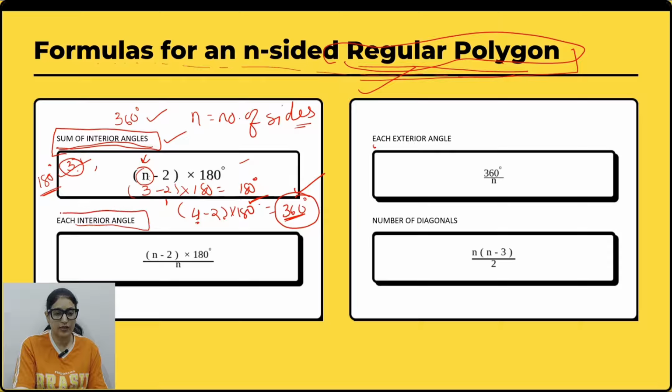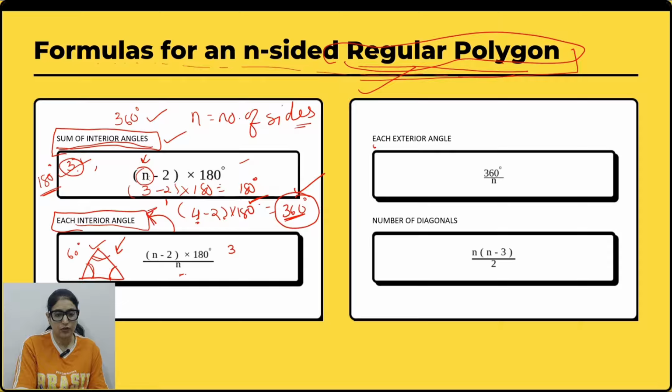Now see, if we have to find each interior angle, meaning one single angle. If I take a triangle, and we know all the sides are equal, so all the angles will also be equal. In case of an equilateral triangle, we know that each angle is 60 degrees. Now let's apply this formula. (n minus 2) into 180 is the sum of all interior angles of a regular polygon. If you divide the same by n, the number of sides, you will get each one. That is one interior angle.